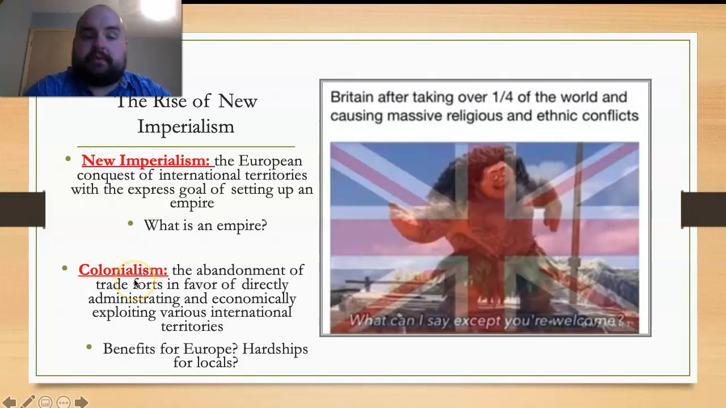Colonialism is an offshoot of this, where these countries started to abandon the trade forts they'd set up, like I mentioned, and directly administered and controlled and exploited the economic and international economic resources of territories that they had conquered under new imperialism. Now, what were some of the benefits of colonialism and imperialism, especially, of course, for Europe? They're basically the ones benefiting from this.